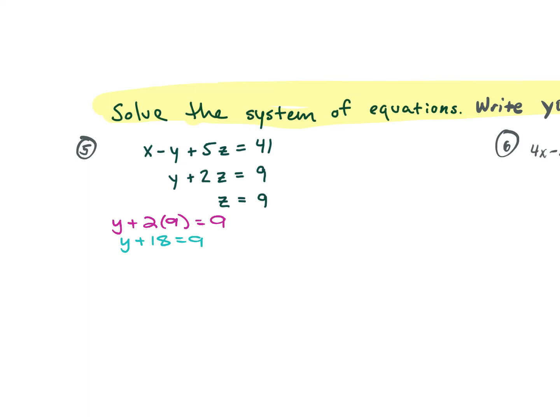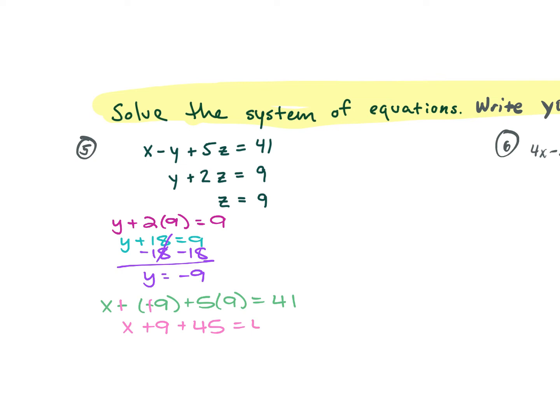We move that 18 over, subtract it from both sides, and you get that y is negative 9. So if z is 9 and y is negative 9, find x now. Plug both your z and your y into the top equation. That's going to give you x minus negative 9 plus 5 times positive 9 is equal to 41. The double negatives turn into positives, so that's x plus 9 plus 5 times 9 is 45 is equal to 41. Your 9 plus 45 gives you x plus 54 is equal to 41.